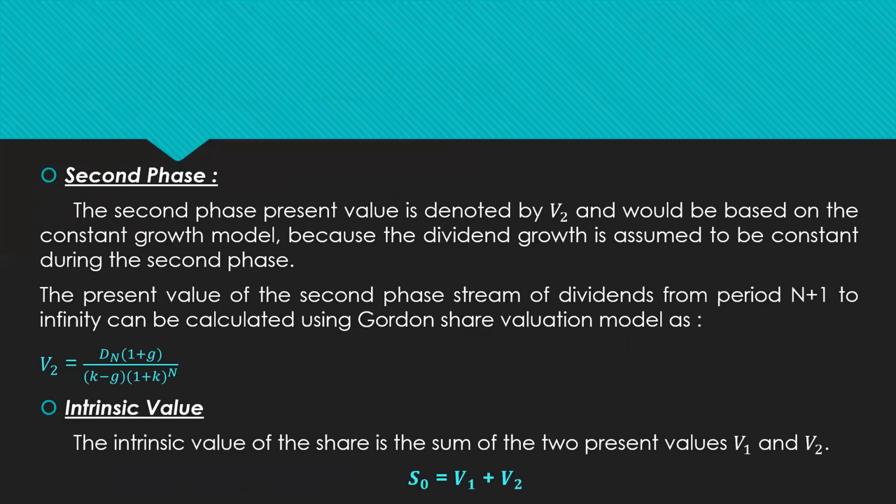The second phase is denoted by V2 and will be based on the constant growth model. In the first phase, we follow the multiple year holding period technique. In the second phase, we calculate V2 using the constant growth model, because after a certain point of time the dividend growth is going to remain constant. The formula for V2 is Dn into (1 plus G) divided by (K minus G), into (1 plus K) raised to N. The intrinsic value of the share is the sum of the two present values, V1 and V2. It is S0 equal to V1 plus V2.